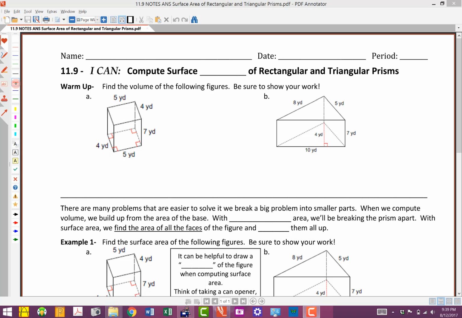Okay, this is going to be an interesting section. It's the last section in this unit. The I can statement is I can compute surface area of rectangular and triangular prisms.